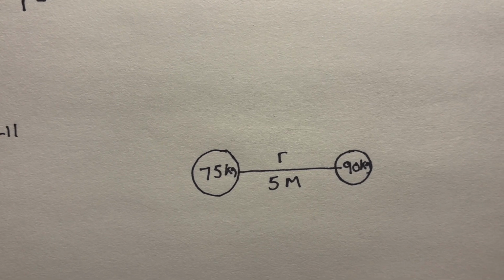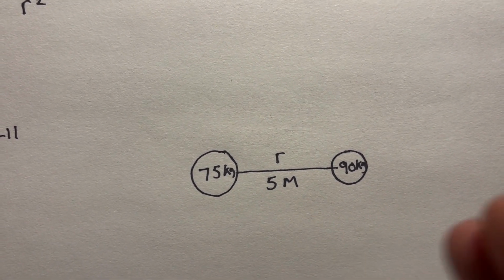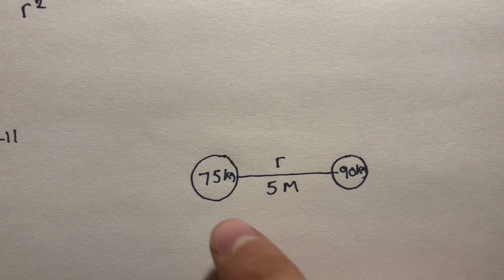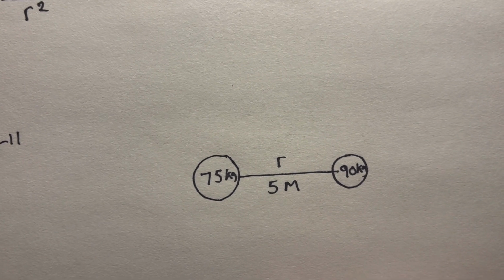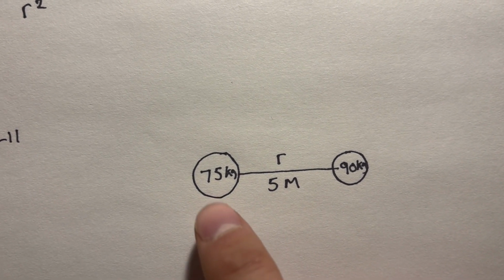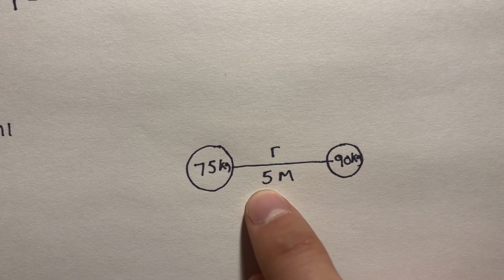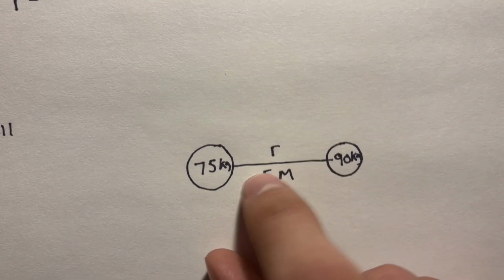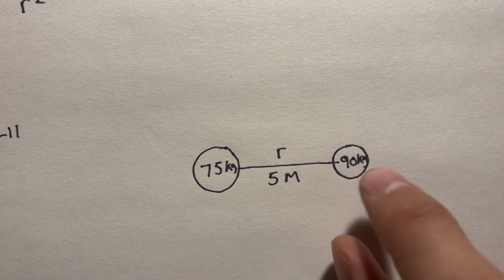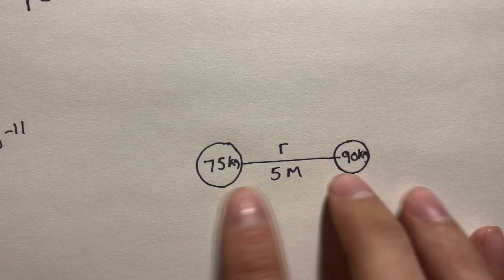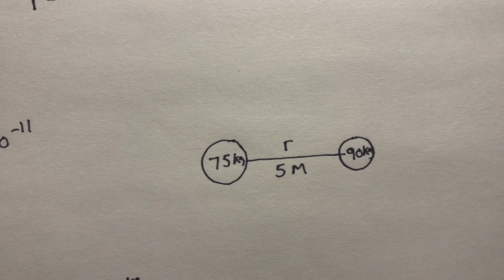If you have two objects, the mass has to be measured in kilograms, because that's what newtons are measured in. If it wasn't kilograms, you'd have to do more conversions with the calculator. So if you have a 75 kilogram object and a 90 kilogram object that are 5 meters apart, the 5 meters is the radius, the r. So this is mass 1 and this is mass 2. What would be the amount of newtons of gravity that attract these objects?